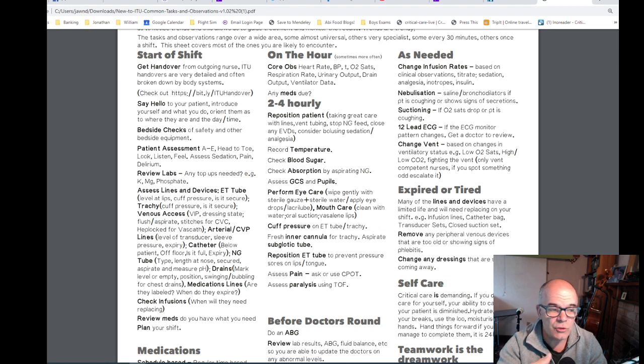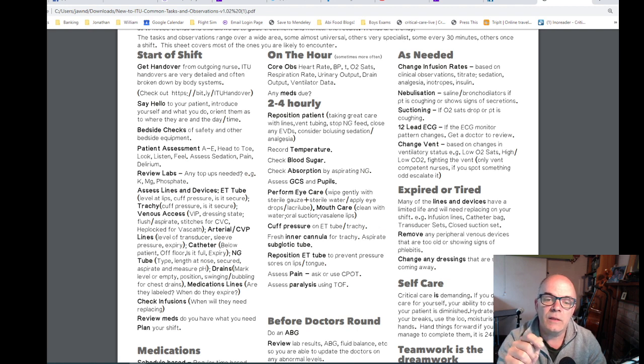We need to check their blood sugars. A lot of our patients will be on insulin infusions. We try and keep their blood sugars reasonably tight, not as tight as we used to, but reasonably tight. So they'll be on a sliding scale. So insulin is something that a lot of our patients will be on.